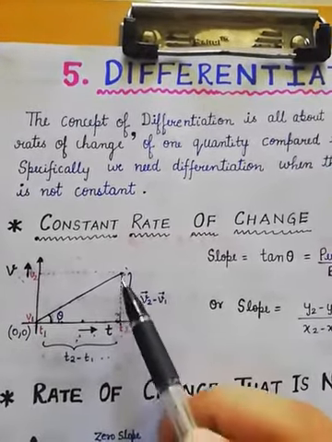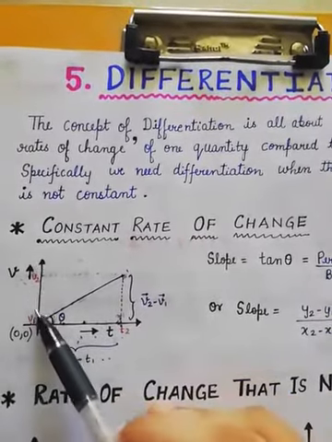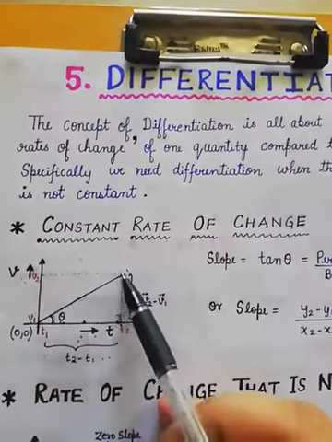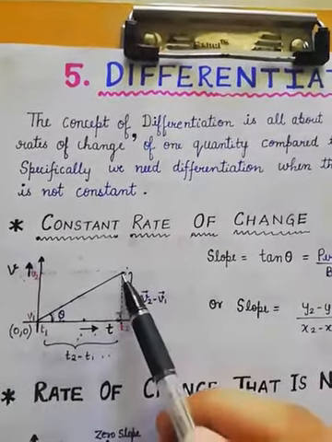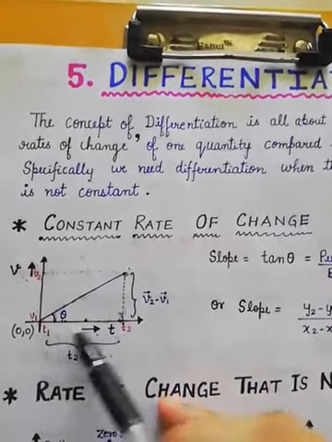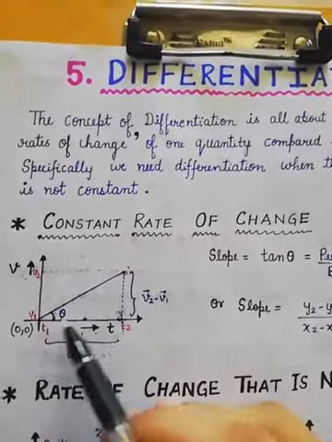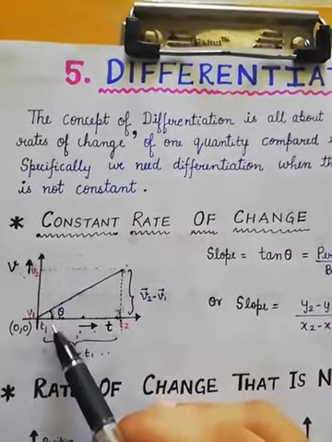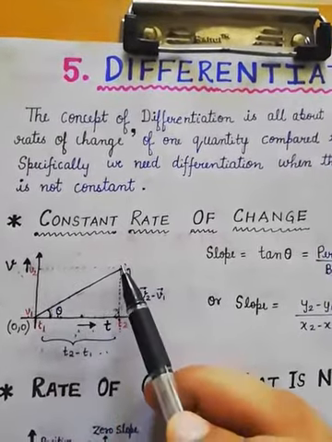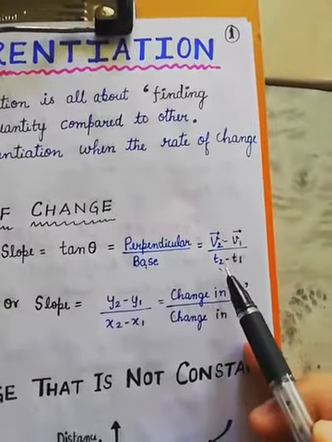Now what is this perpendicular height? This is nothing but what you have plotted on the y-axis, velocity. So this perpendicular height is v2 minus v1, that is the change in velocity. And what is this? t2 minus t1, that is the change in time interval. So what is the slope of this graph? That is tangent of angle theta, or tan theta, perpendicular by base. So this gives you change in velocity with change in time.